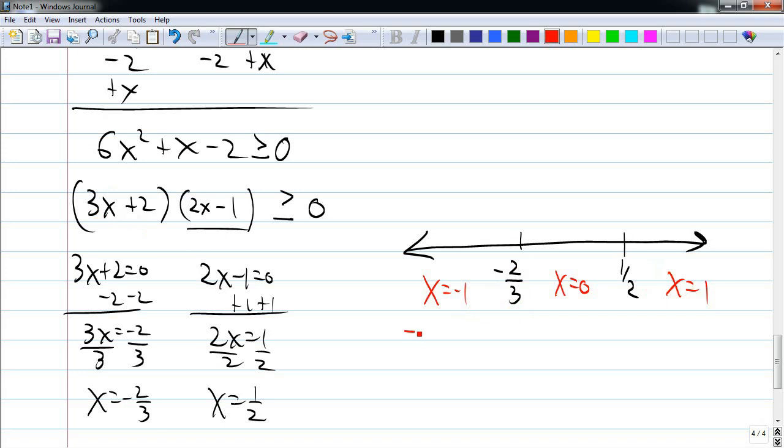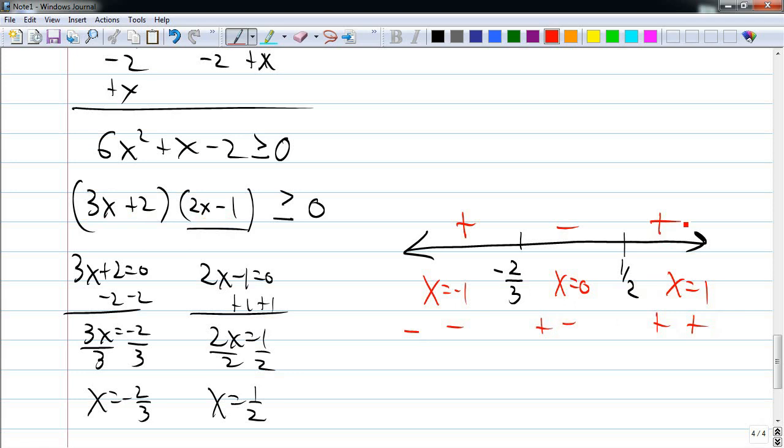Okay. Plugging in -1, I'm going to get -3 plus 2. That's a negative number. I'm going to get -2 minus 1. That's a negative number. Two negatives make a positive. Plugging in 0 here, I'm going to get 2 positive times -1 negative. It's going to give me a negative result. Plugging in 1 here, I'm going to get 3 times 1 is 3 plus 2 is 5, positive. Plugging in 1 here, I'm going to get 2 times 1 is 2, minus 1 is 1, positive. Positive times a positive is a positive.